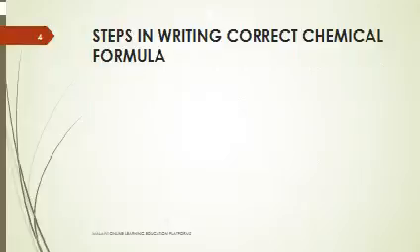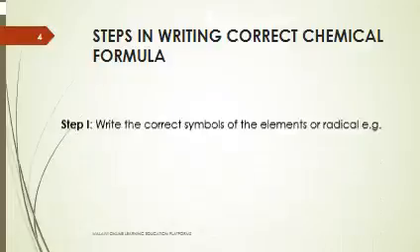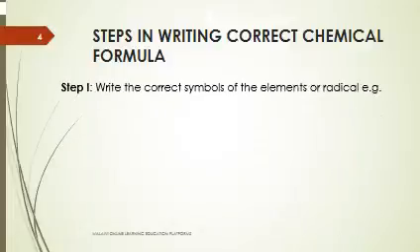So let us look at steps in writing the correct chemical formula. There are several steps which can guide us to write the correct chemical formula. Step number 1, write the correct symbols of elements or radicals. For example, magnesium reacting with chlorine. You want to find the correct chemical formula, so you need to write the correct chemical symbols. For example, magnesium is Mg, and chlorine is Cl.